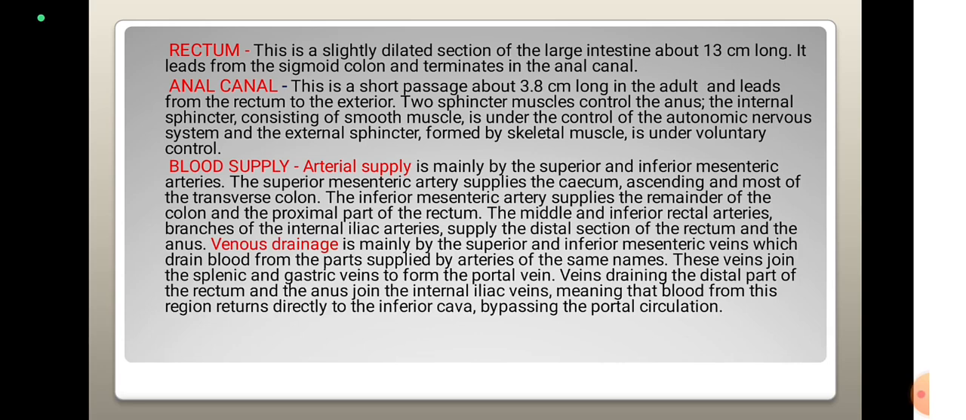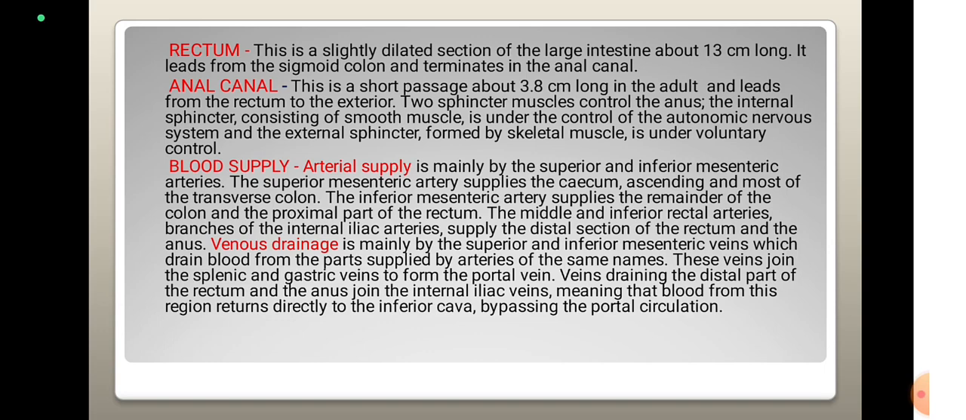The middle and inferior rectal arteries, branches of the internal iliac arteries, supply the distal section of the rectum and the anus. Venous drainage is mainly by the superior and inferior mesenteric veins, which drain blood from the parts supplied by arteries of the same names. These veins join the splenic and gastric veins to form the portal vein.